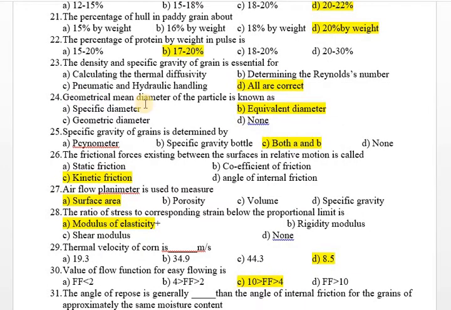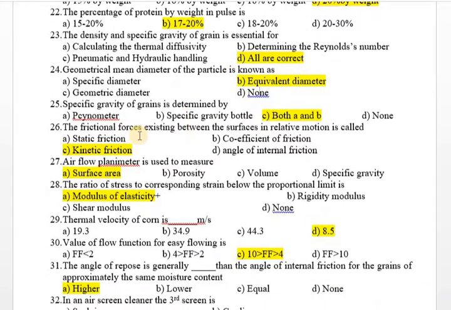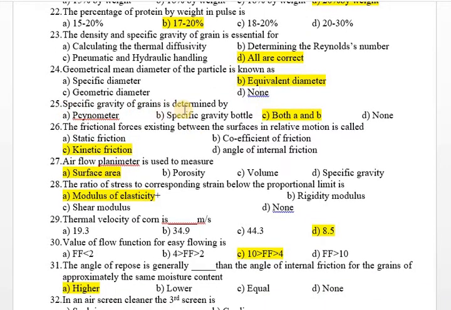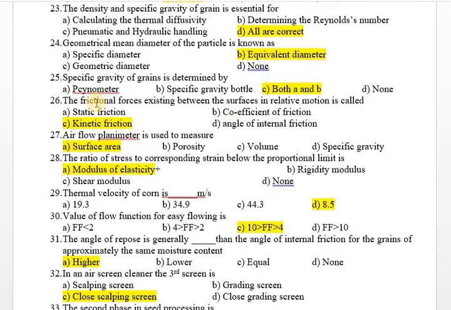Next, the geometric mean diameter of a particle is known as the equivalent diameter. Next, specific gravity of grain is determined by pycnometer or specific gravity bottle, both A and B. Next, the frictional force existing between surfaces in relative motion. Don't confuse: relative motion is called kinetic friction, and static means static friction. So relative motion is called kinetic friction.